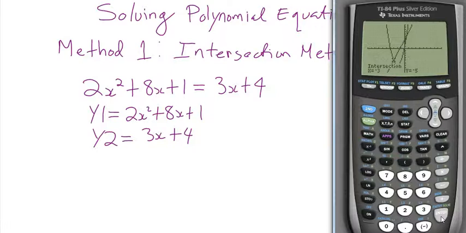So the solution is the value of x that makes that true. The solution is -3, and the point of intersection is -3, -5. The solution to this equation is that x is equal to -3. If x equals -3, this is true. If x is any other value, like 0, this is not true. If x is 0, this says 1 equals 4, not a true statement, right? So what we're looking for is the value of x that makes this statement true. Then that will solve the equation.